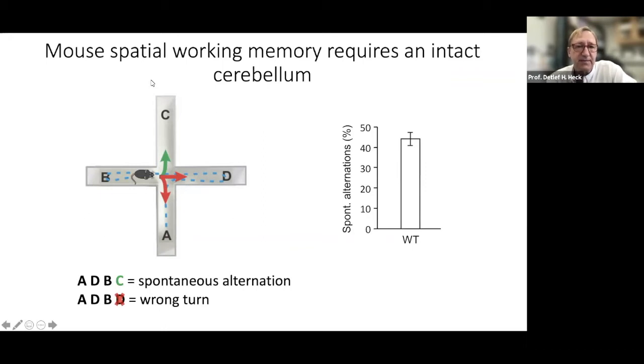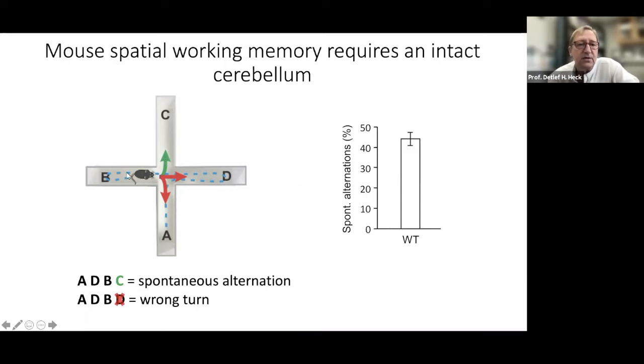This is a plus maze that the mouse sits in and can freely explore. The situation depicted here shows the mouse after it has already explored arms A, D, and B, and now it's back in the center. A healthy mouse would have a tendency to avoid the arms that it has just recently visited. It would remember those two arms and would now turn preferentially into arm C.